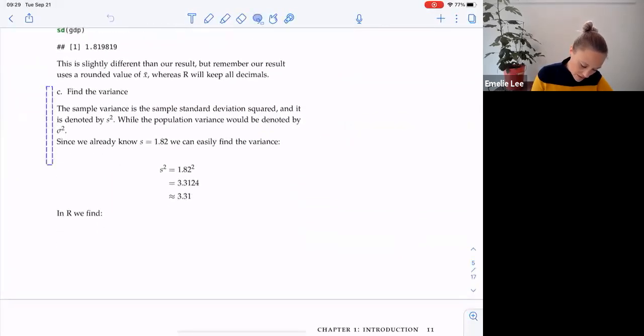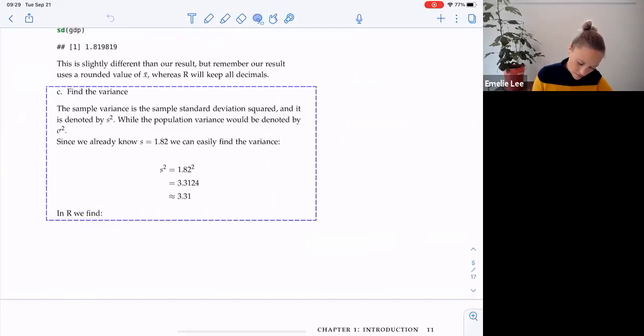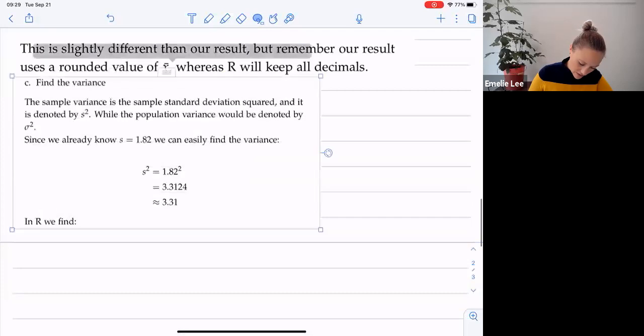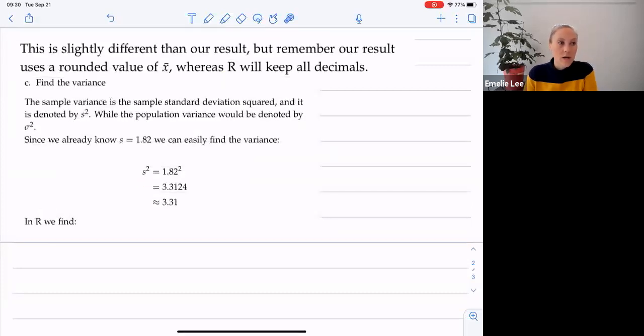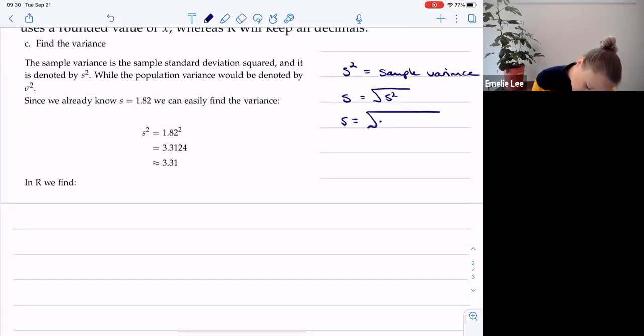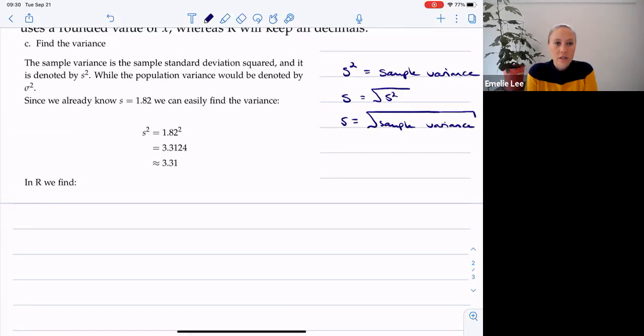If we have to find the variance, the key thing is that it is just the standard deviation squared. So the sample variance is the sample standard deviation squared. Usually we denote it by S squared, the sample variance. Which means that S is the square root of S squared, the square root of the sample variance, which I highlighted earlier.